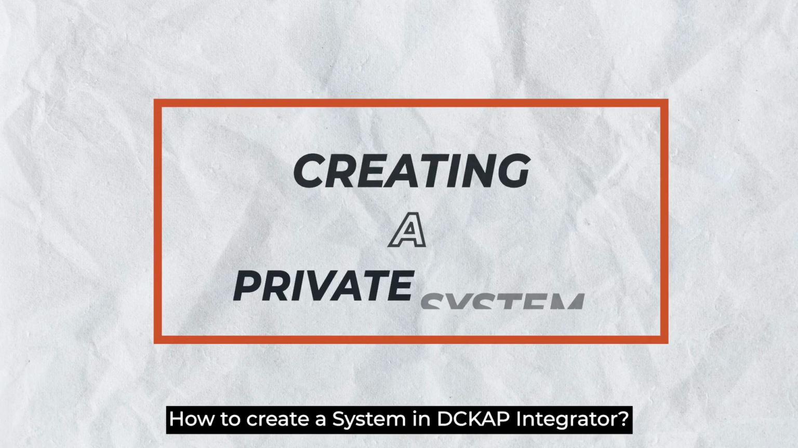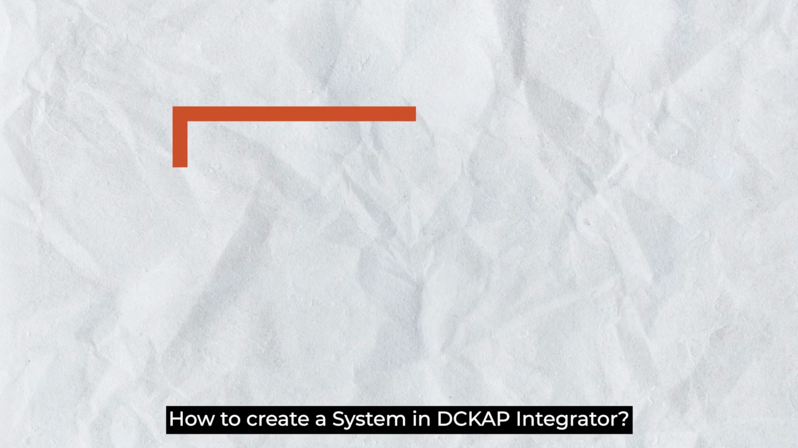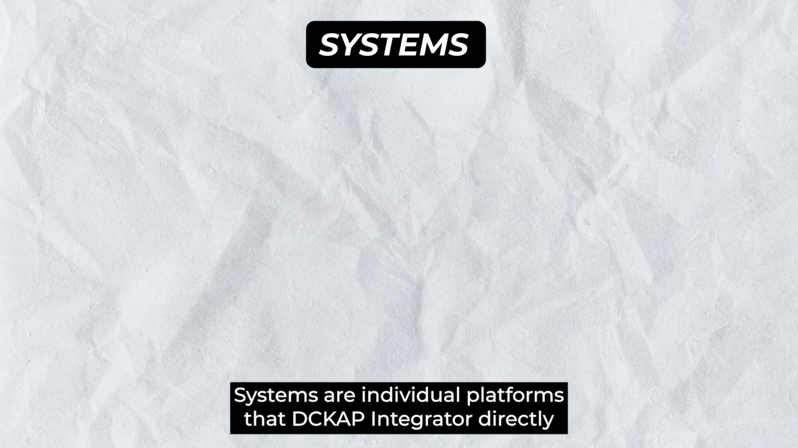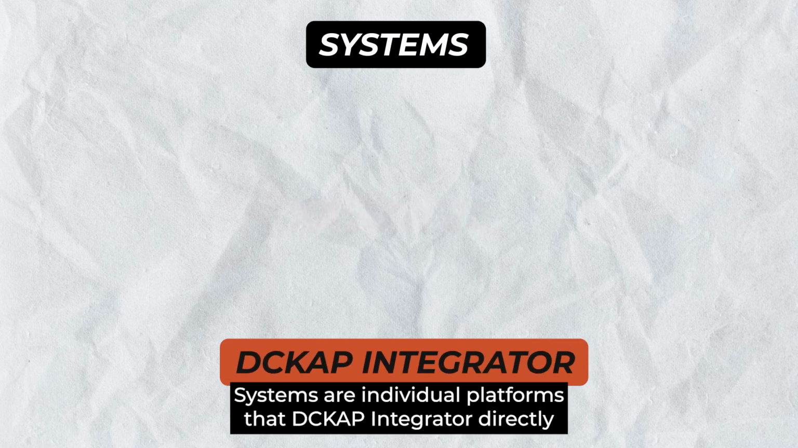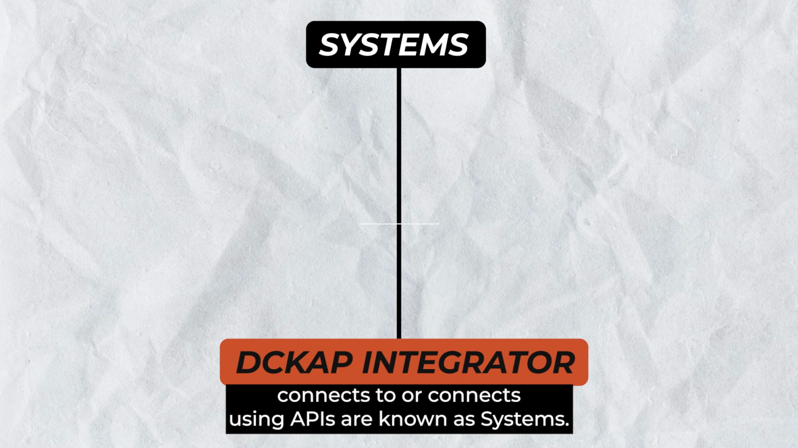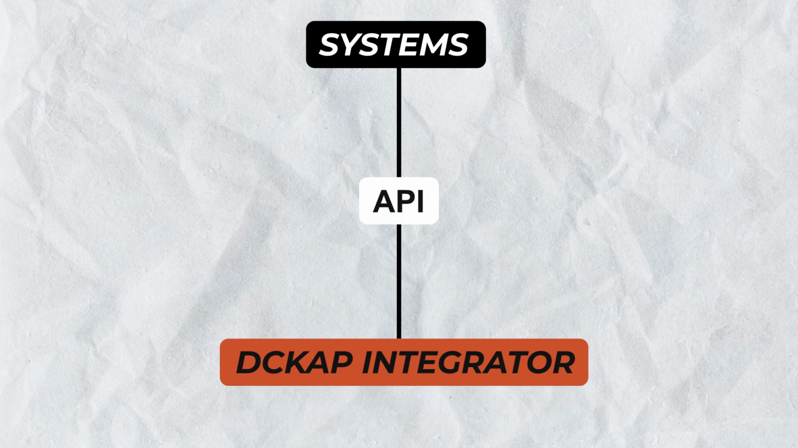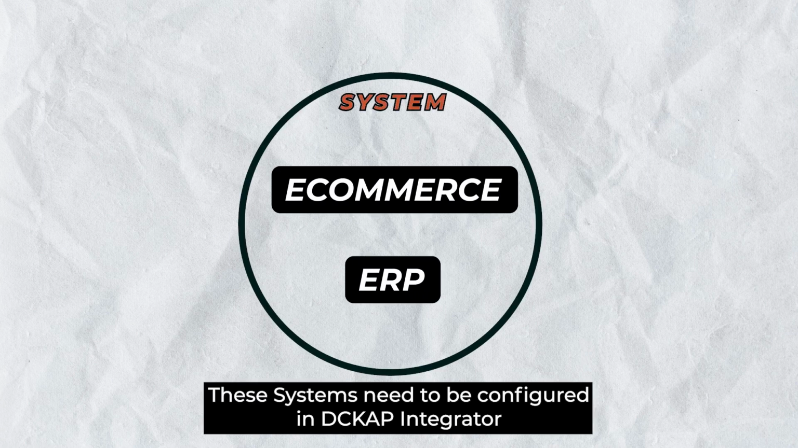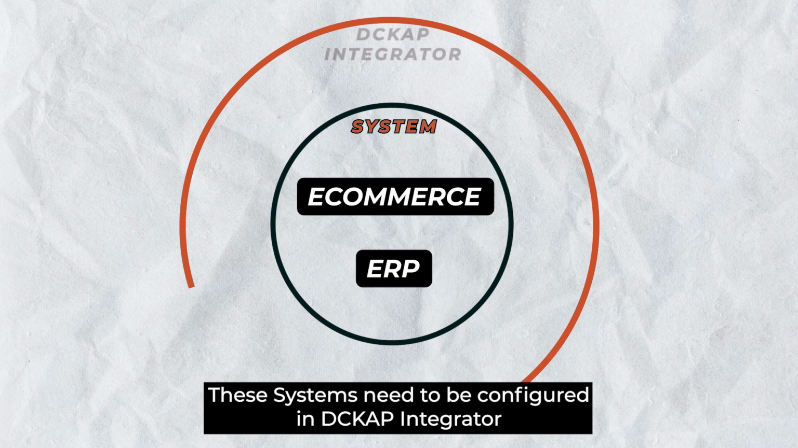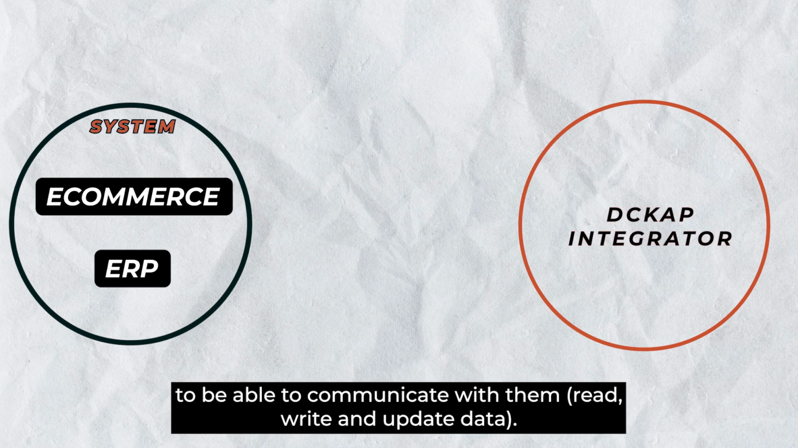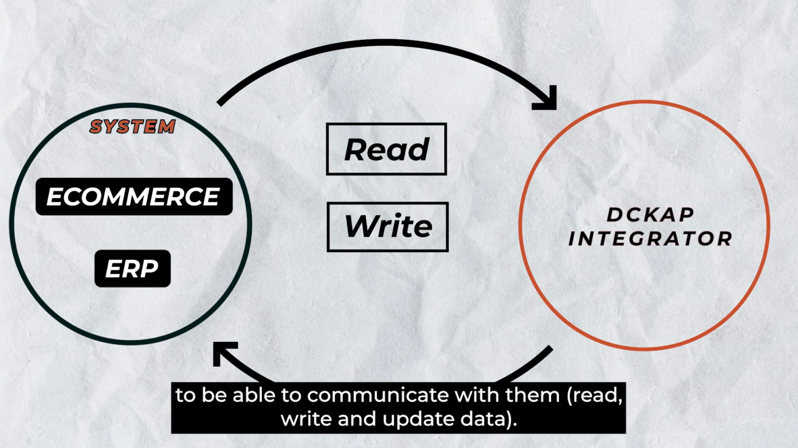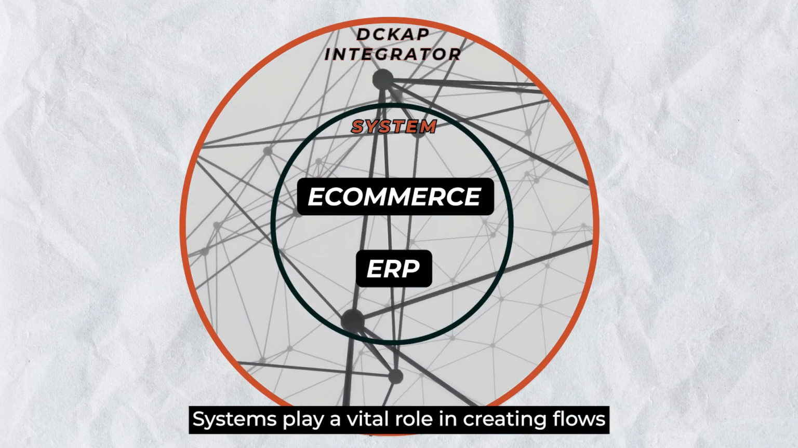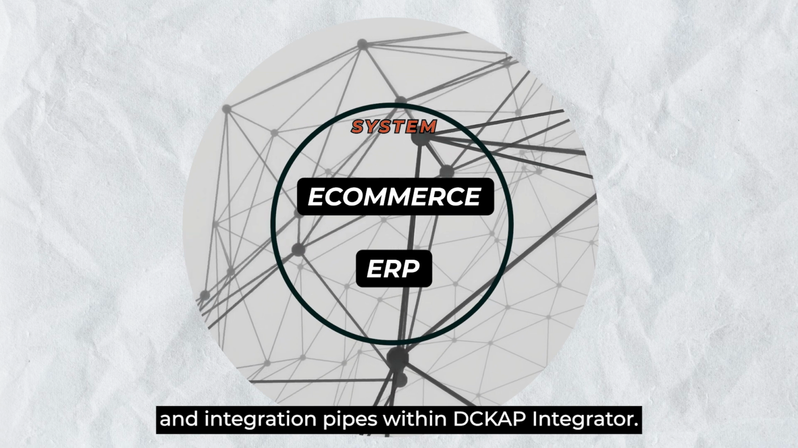How to create a system in DCKAP Integrator. Let's start with the basics. Systems are individual platforms that DCKAP Integrator directly connects to, or connects to using APIs. For example, ERP or e-commerce is a system. These systems need to be configured in DCKAP Integrator to be able to communicate with them, read, write, and update data. Systems play a vital role in creating flows and integration pipes within DCKAP Integrator.